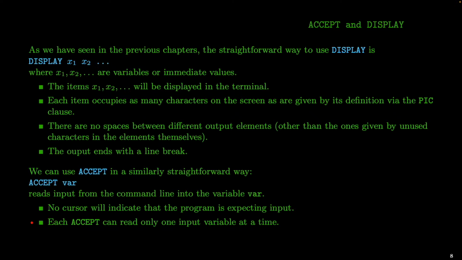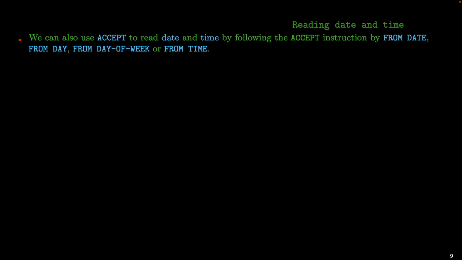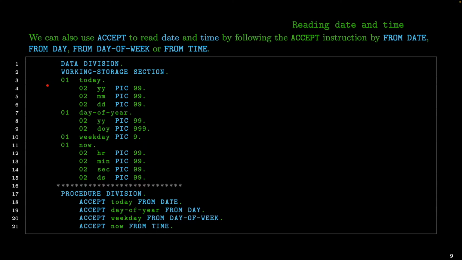And we can only read one input variable at a time. So unlike display, where we can output several variables or values, with accept we can only read one per each accept statement. There's a special form of the accept statement that allows us to read date and time. So we have these modifiers here: accept from day of week, and from time, and from date. So here I have the proper format for those and an example on how to use these.